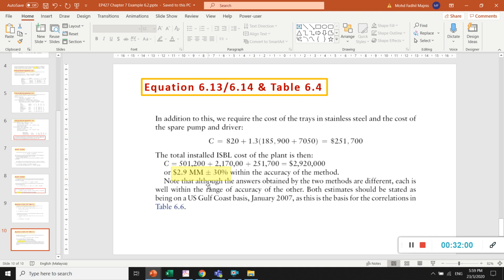Although the answers obtained by the two methods are each within the range of accuracy of the other, both estimates should be stated as being on a 2007 basis. It is always important when we do cost estimations and get the total estimate that at the end we write which year basis we are referring to, so people will know at which year the value was calculated.